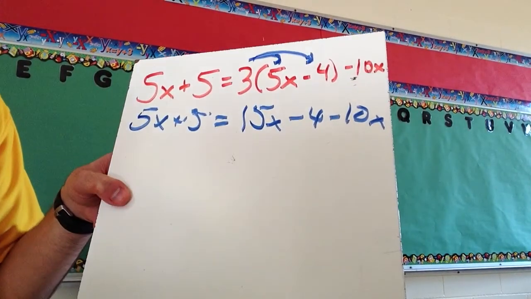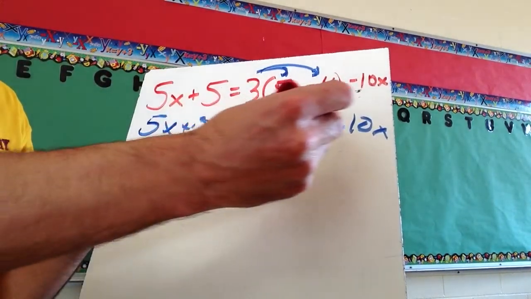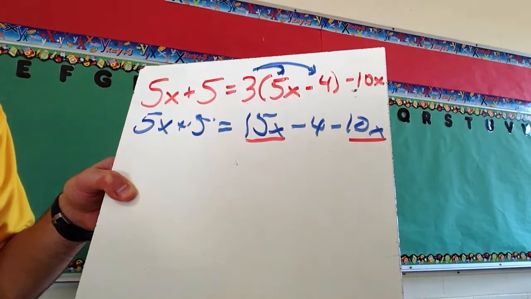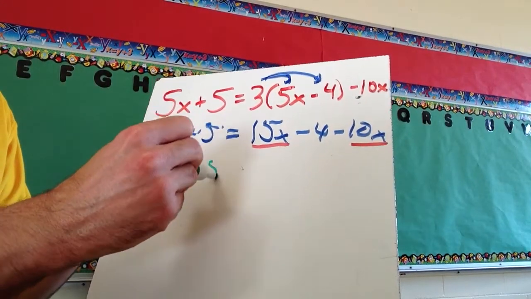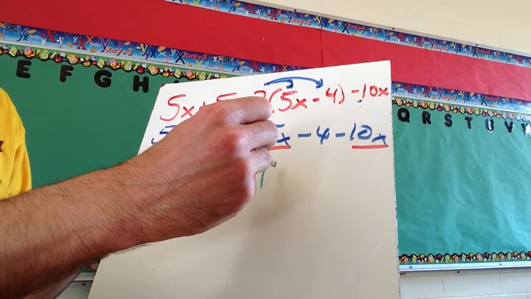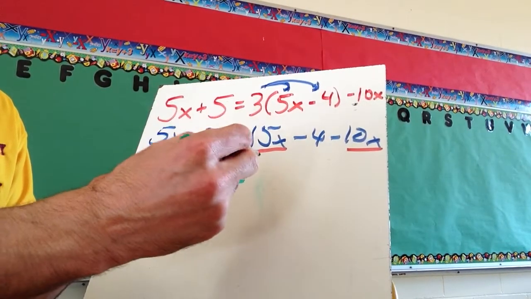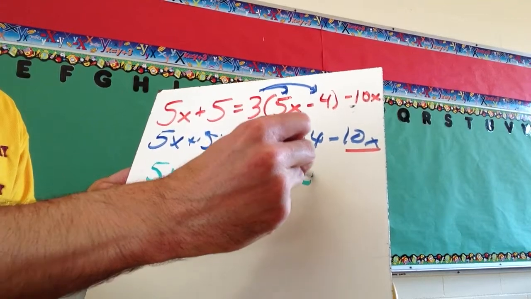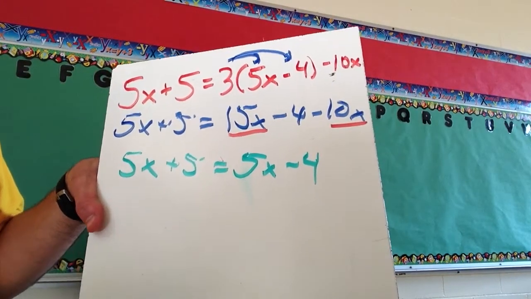Now what I'm going to do is simplify on the right-hand side, since I have like terms. These two are like, so I can put them together. So this becomes 5x plus 5 equals, sorry, that should be a 5x, right? 15 minus 10. 5x minus 4. Now here's where some of you can see the problem.